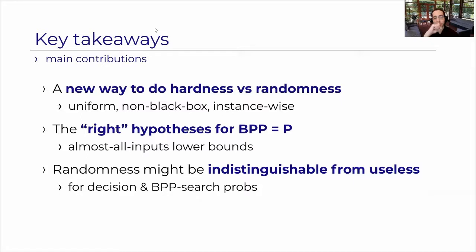We saw what may be the right hypothesis for BPP equals P, connecting worst-case derandomization to lower bounds for almost all inputs. And we saw that under uniform strong hardness assumptions, randomness might be indistinguishable from useless for decision problems and for natural search problems.